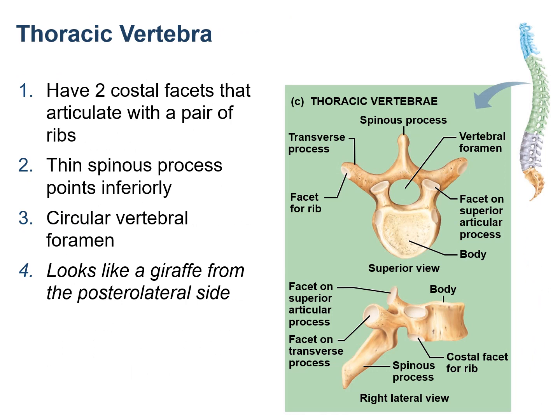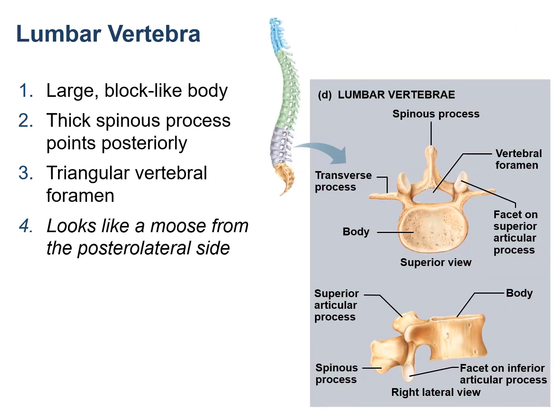There are 12 vertebrae in the thoracic region. These are denoted by T1 through T12. A unique feature in these vertebrae is that they have two facets, the costal facets, that help in articulation with ribs. The spinous process is really thin, the vertebral foramen is small, circular, and some people think that the thoracic vertebra looks like a giraffe from the posterolateral side.